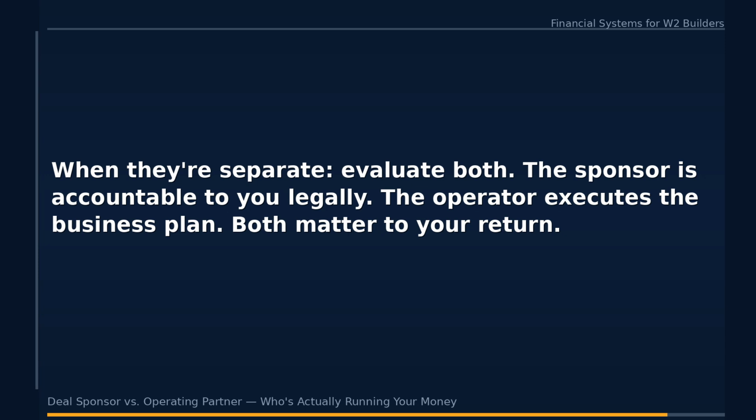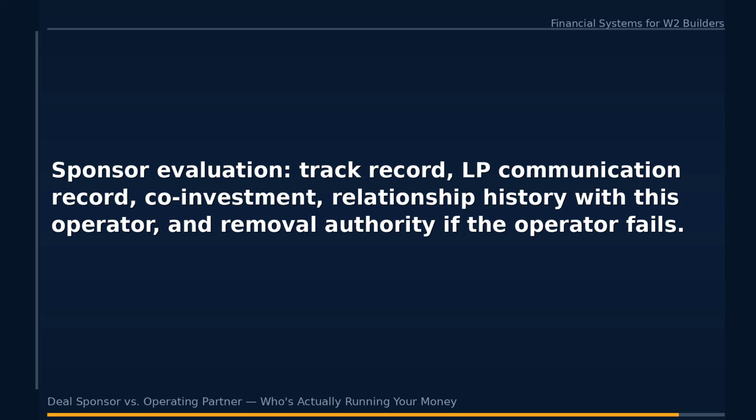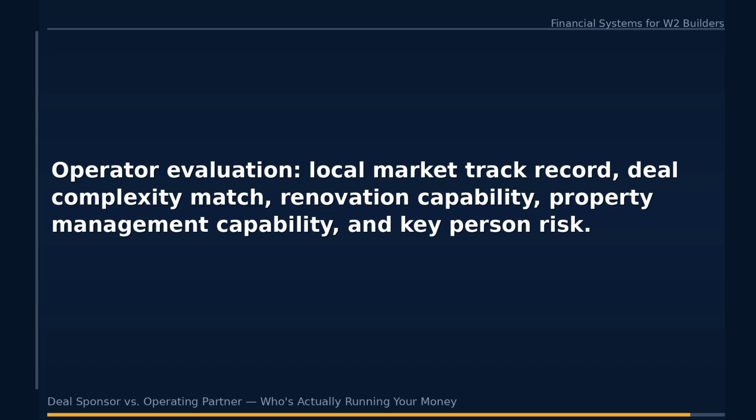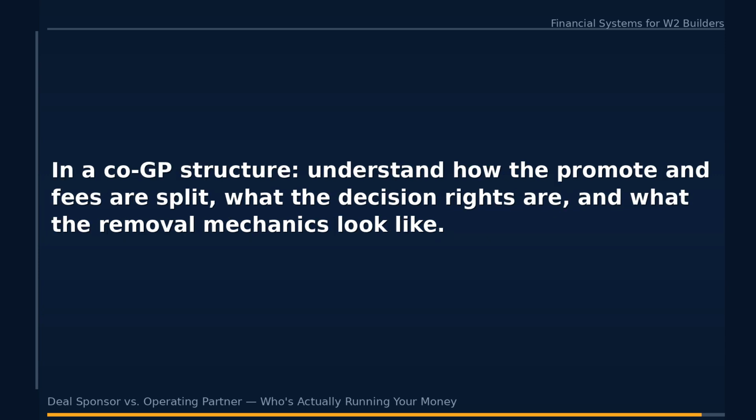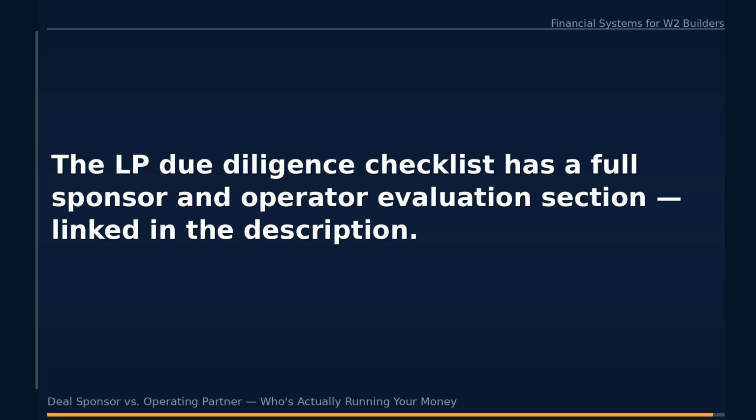Sponsor evaluation: track record, LP communication record, co-investment, relationship history with this operator, and removal authority if the operator fails. Operator evaluation: local market track record, deal complexity match, renovation capability, property management capability, and key person risk. In a co-GP structure, understand how the promote and fees are split, what the decision rights are, and what the removal mechanics look like.